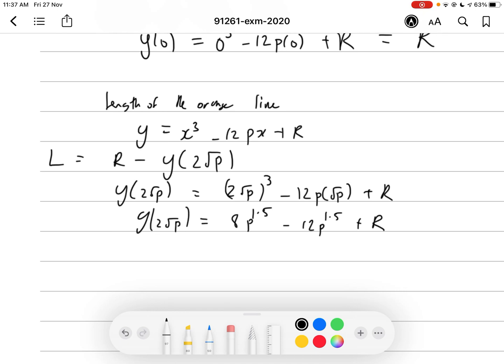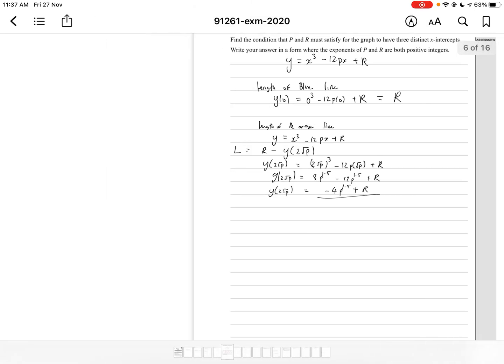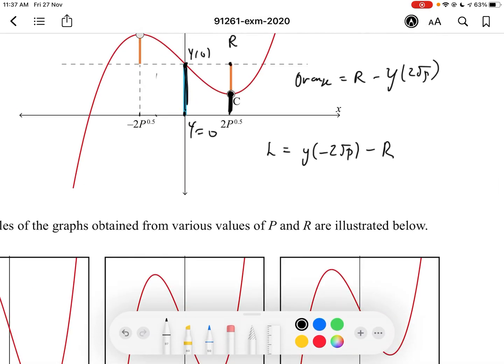And we can simplify this since p to the power 1.5 is a like term here, so this equals negative 4p to the power 1.5 plus r. Alright, so what we found here, our negative 4p to the power 1.5 plus r, is the length of this line here.